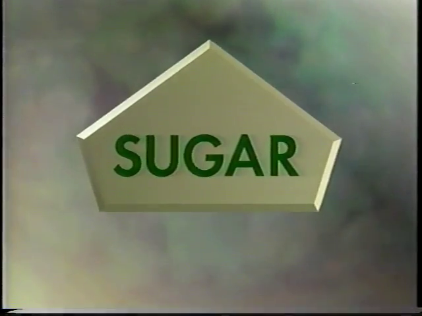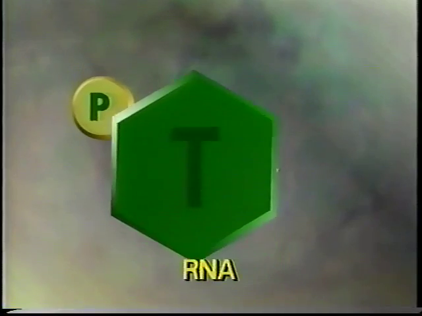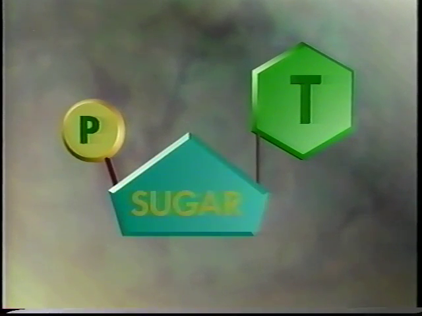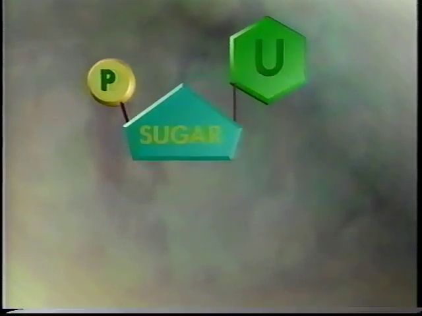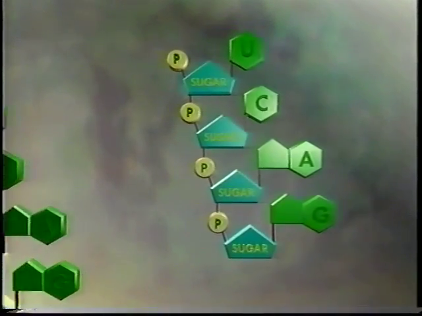A second type of nucleic acid, RNA, is a single-stranded molecule. It's also made up of a sugar, a phosphate group, and a base. However, in RNA, the sugar is ribose, not deoxyribose, and the base uracil replaces thymine. RNA occurs in cells in several forms that carry out the instructions of the genetic code.